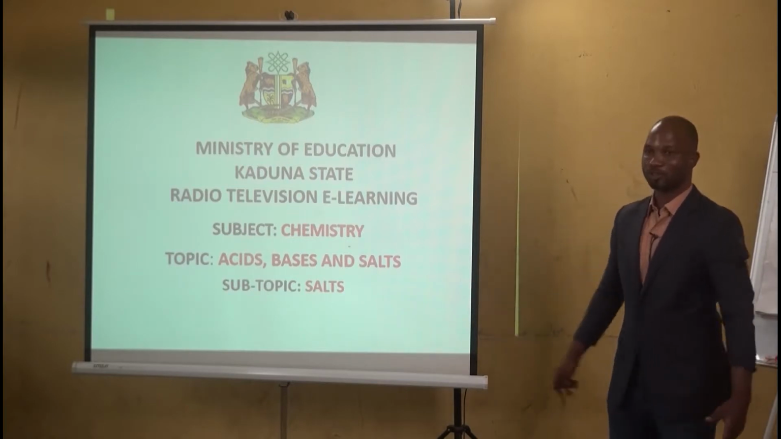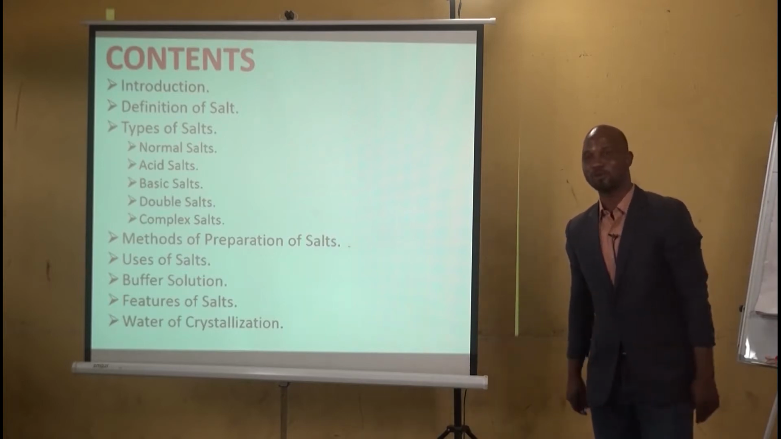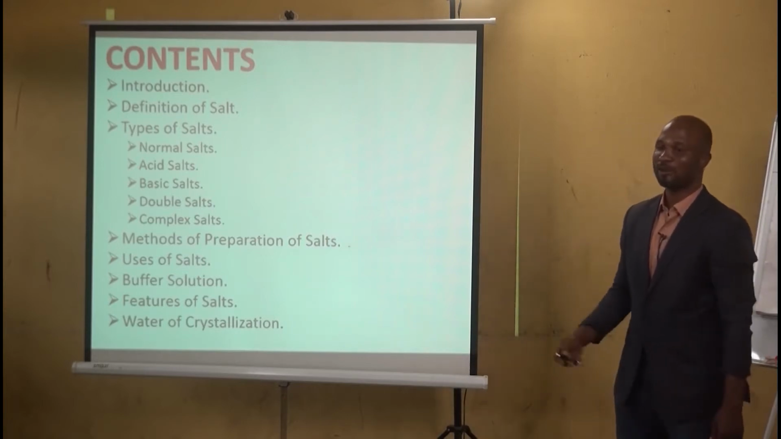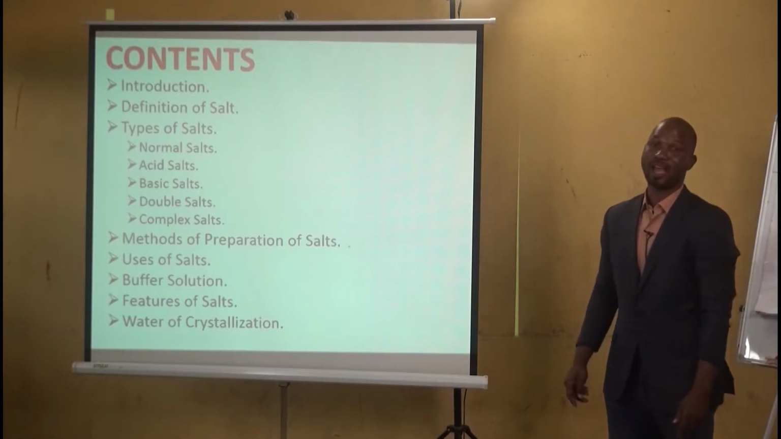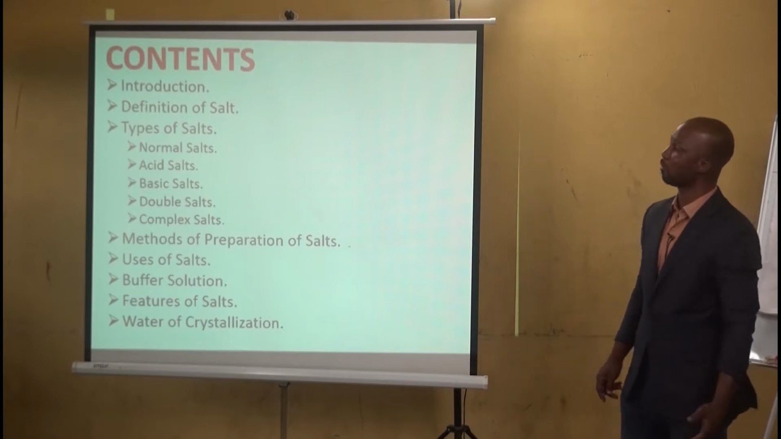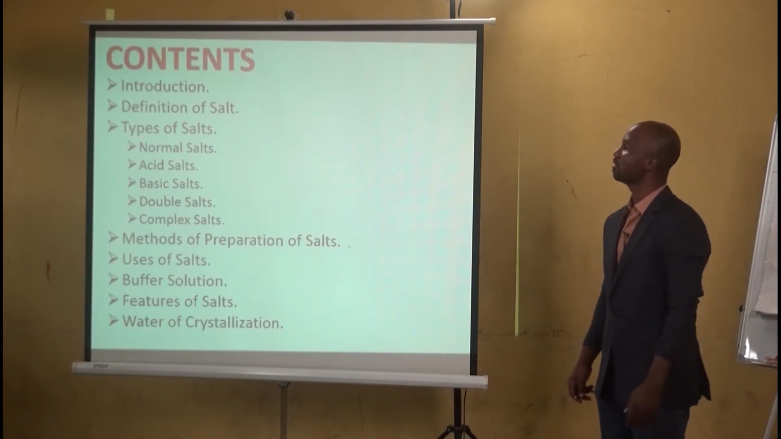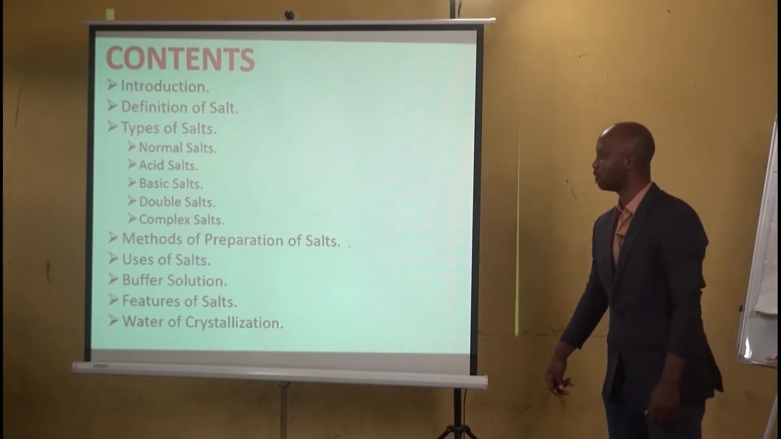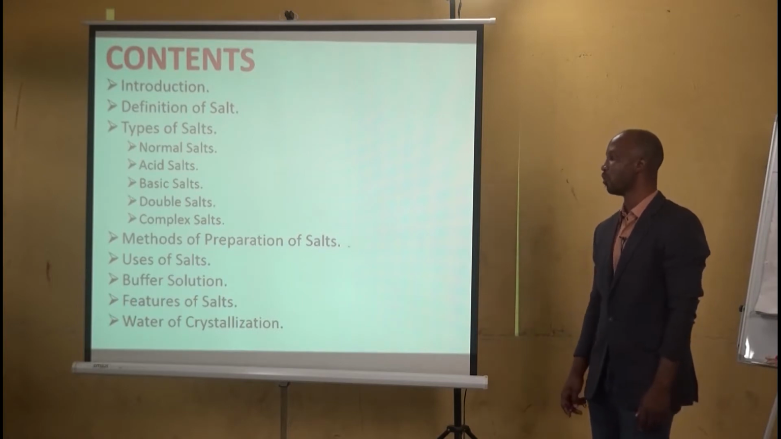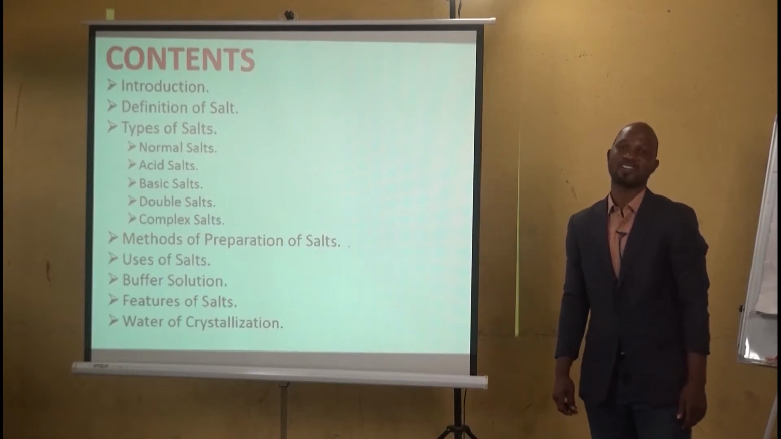When you say salt, what comes to mind ordinarily is the table salt that you use for cooking at home, or the table salt that you use for seasoning your food. But in chemistry, we have different types of salt. We'll be looking at our discussion based on the definition of salt, types of salt. As you can see numbered, we have method of preparation of salt, uses of salt, buffer solution, features of salt, and lastly, water of crystallization.